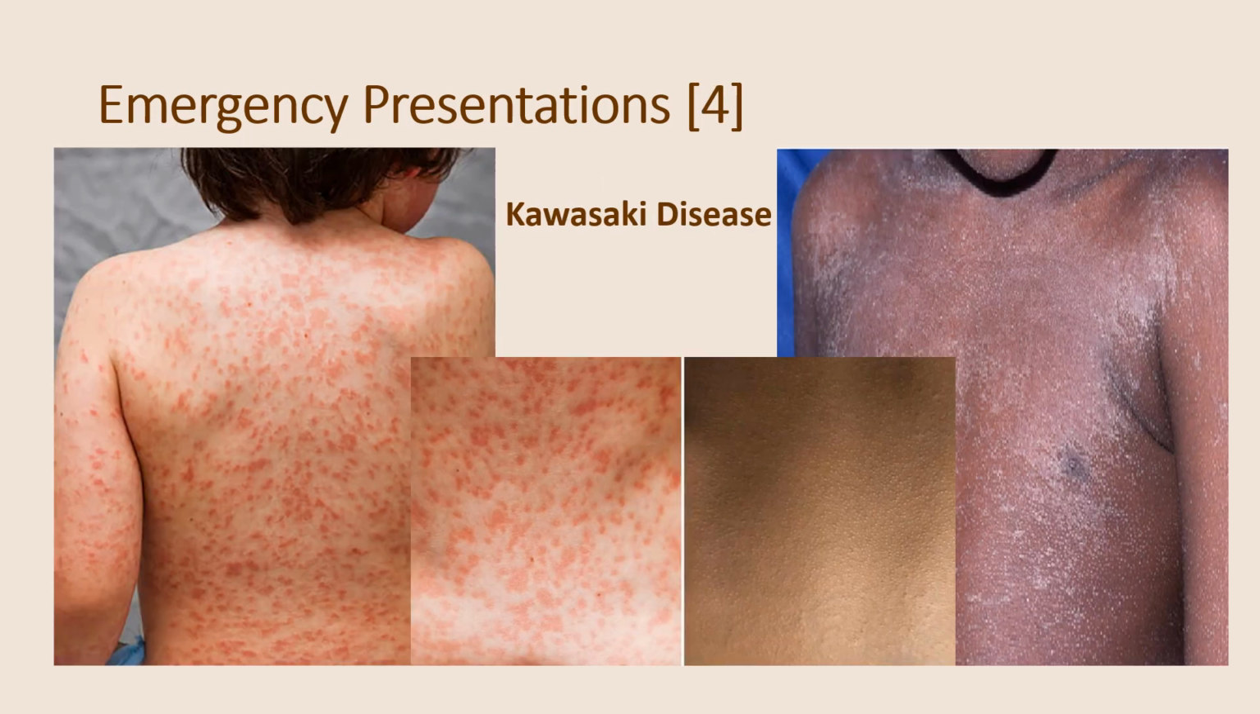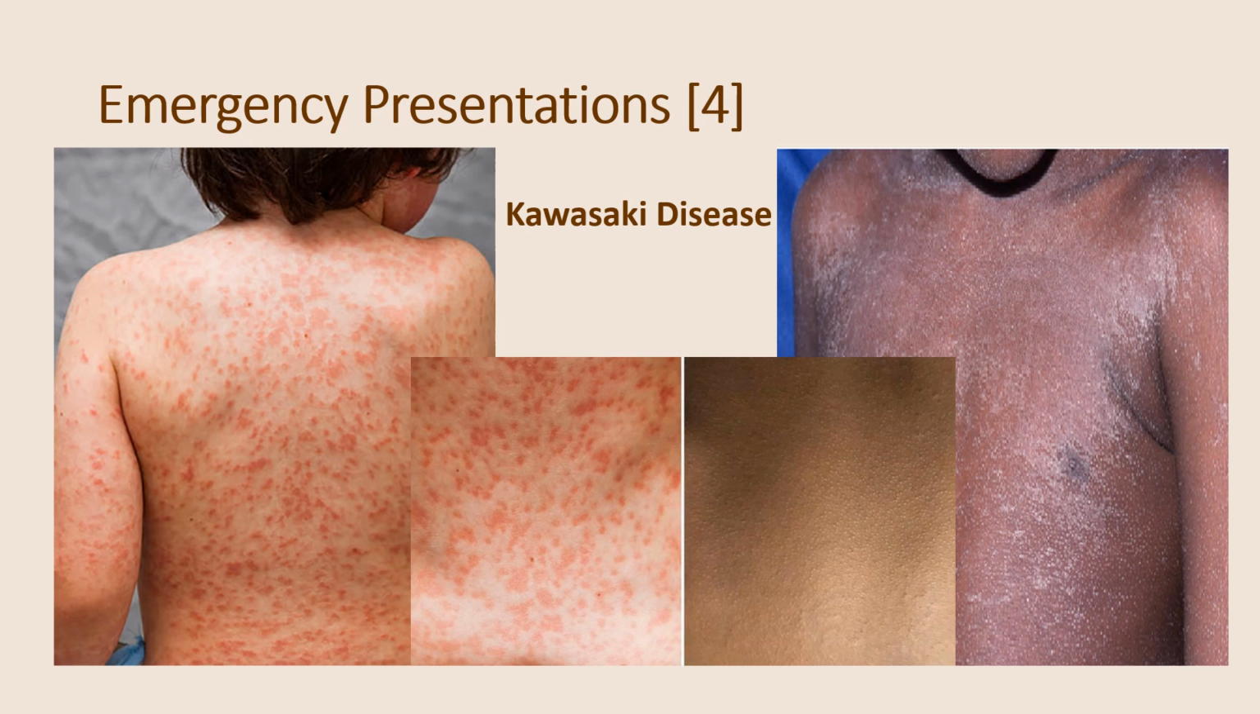You may recognise the photos on this slide from social media campaigns calling for better representation of skin of colour in dermatology textbooks and resources. A Kawasaki-like syndrome has been linked to COVID. Kawasaki disease is a systemic vasculitis which mainly affects children under the age of 5 years. Children with this condition have a very high temperature, which is associated with a number of other features.